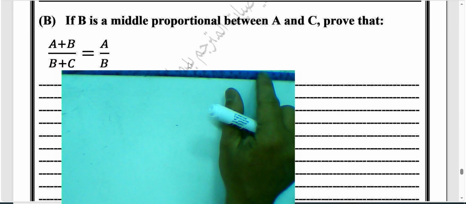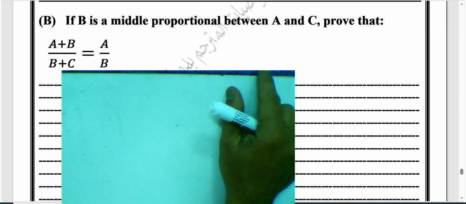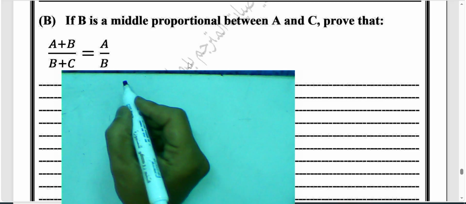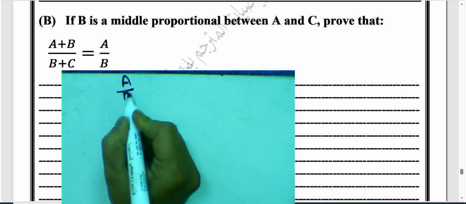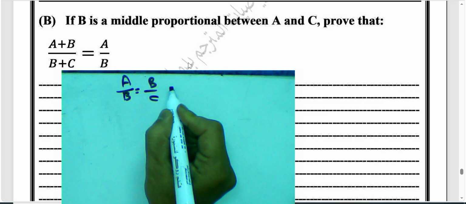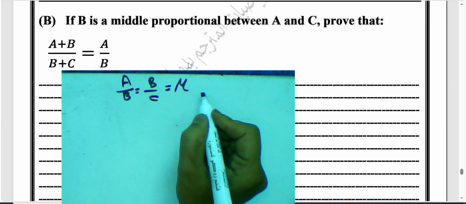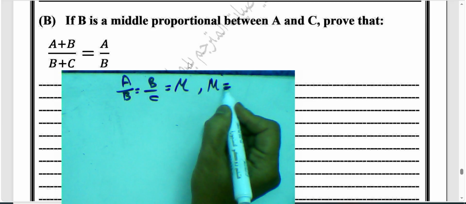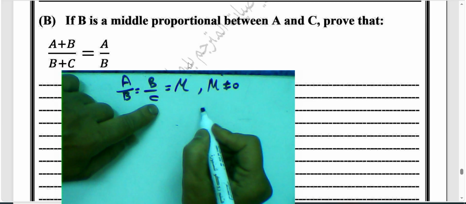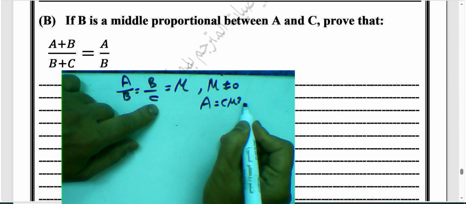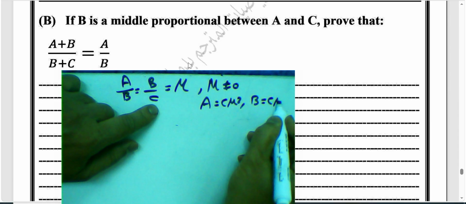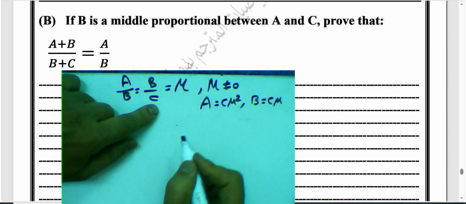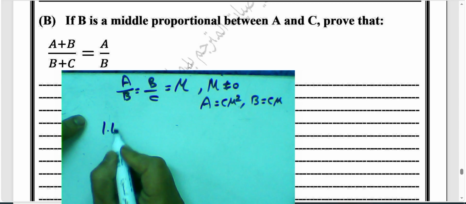B is the middle proportional between A and C. Prove that the left hand side equals the right hand side. We have A over B equivalent to B over C. Then I will put the constant M, and M not equal 0. Then the value of A equals Cm power 2 and the value of B equals Cm. So we can start from the left hand side.